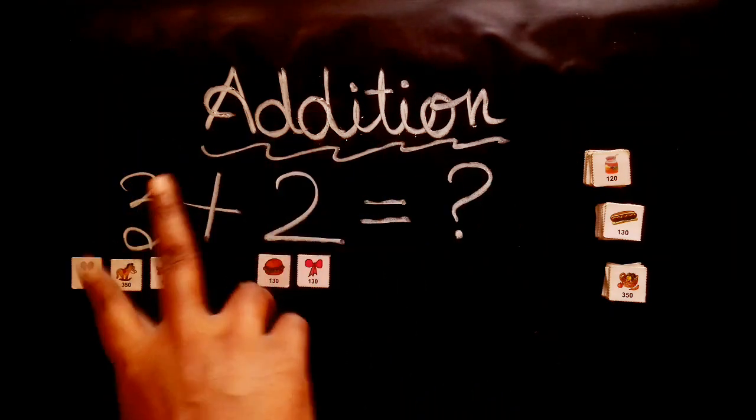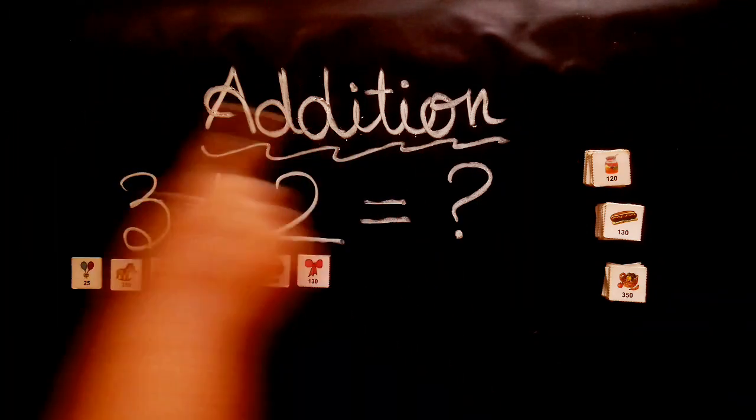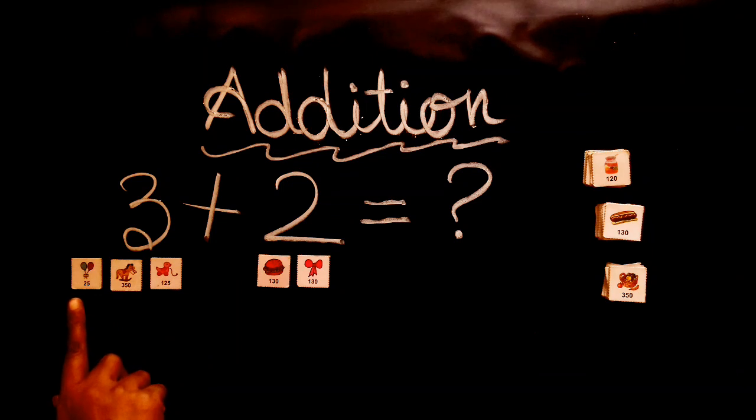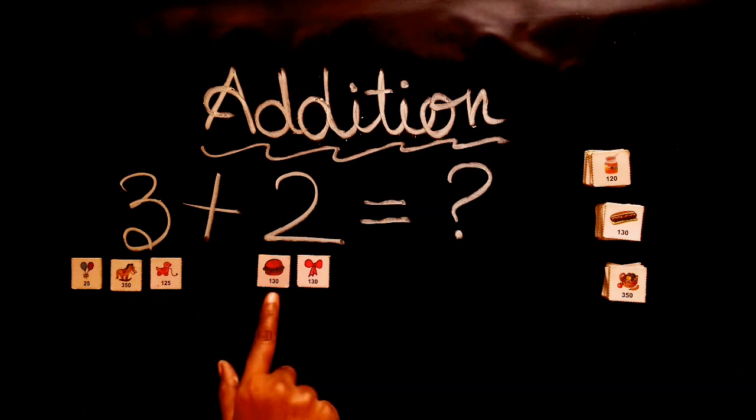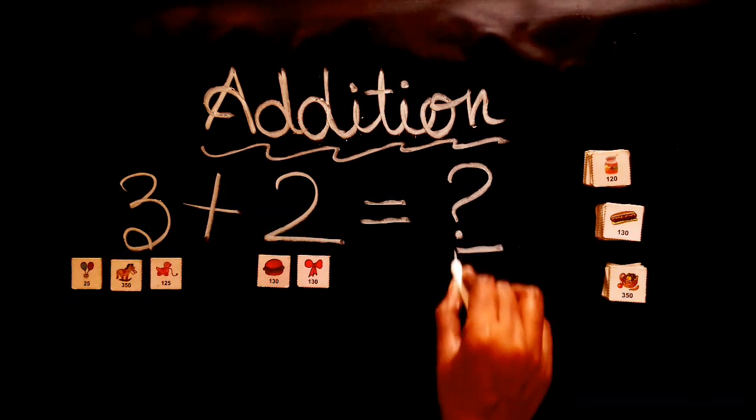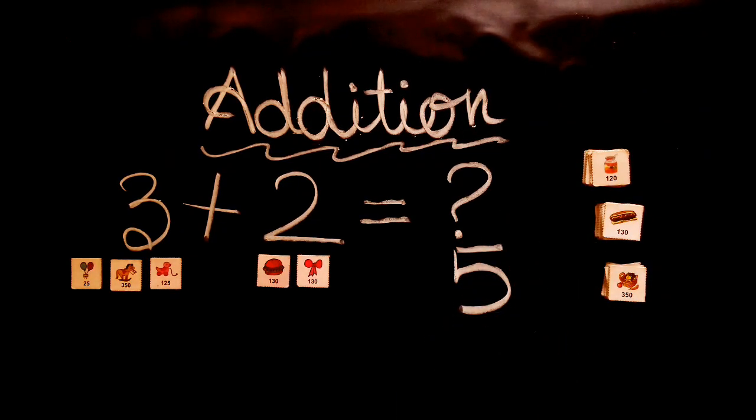In order to calculate the sum, now we have to count all the cards together. Now let's start counting from 1. 1, 2, 3, 4, 5. Totally we have 5 cards altogether. So the sum is 5.